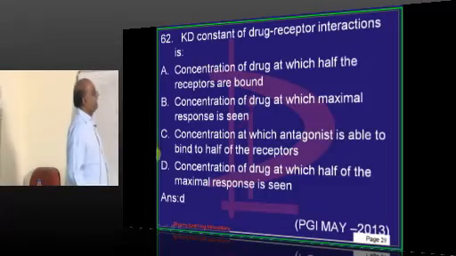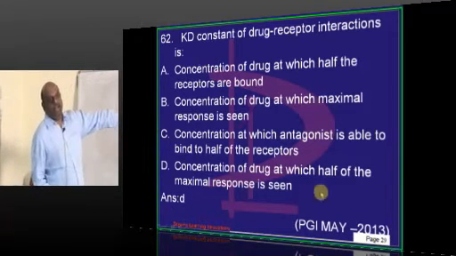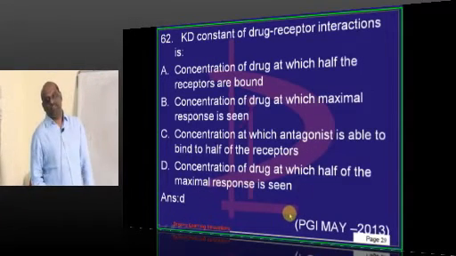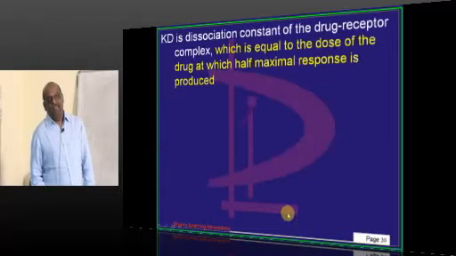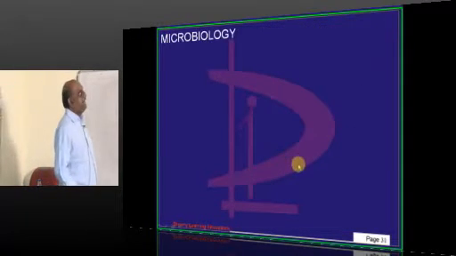What is meant by KD? KD is that concentration of the drug at which half of the maximal response is seen, just like the Michaelis constant in the case of enzyme kinetics.